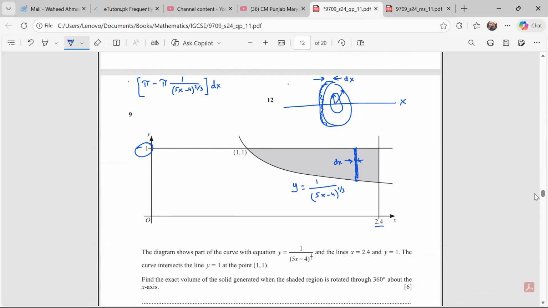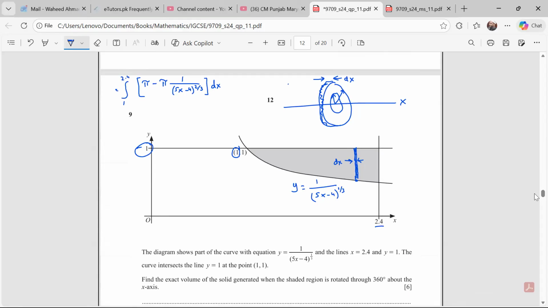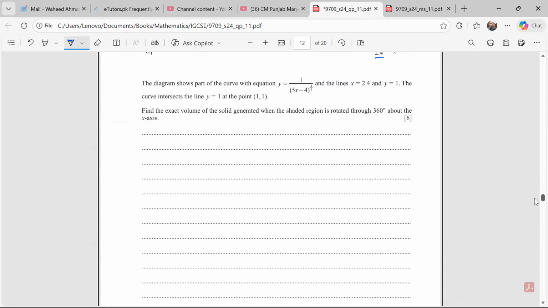When I integrate this expression from 1 to 2.4, because the value of x is 1 here and the value of x is 2.4 here, this will give me the volume which they're asking me to calculate. I hope you have no problem up to this point. If this is clear, then let's go ahead.